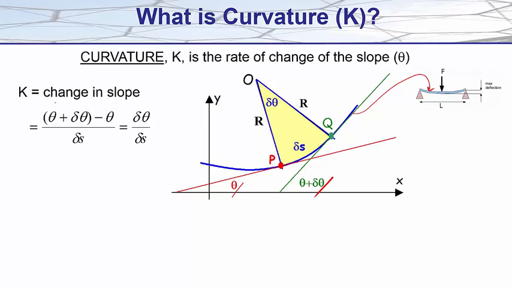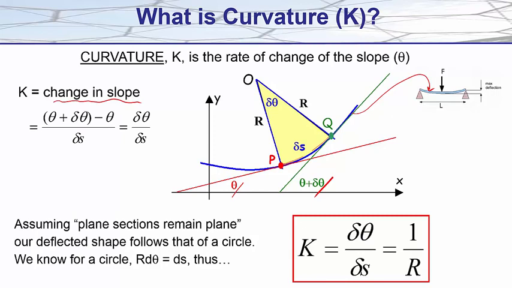And curvature, being the change in slope here, is equal to theta plus d theta minus theta, divided by the distance between the 2 points, ds. Now, assuming plane sections remain plane, our sixth assumption in simple beam theory, our deflected shape follows that of a circle. And we know for a circle that our radius times our angle will be equal to our sector length, ds. So thus, rearranging this formula here, d theta/ds is equal to the inverse of our radius, and thus now we have a relationship between our radius, our curvature, and our slope, theta.